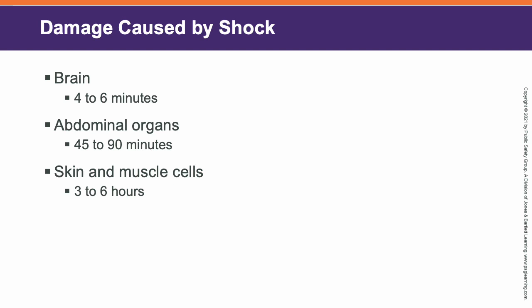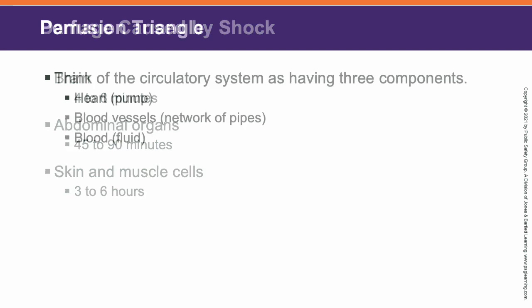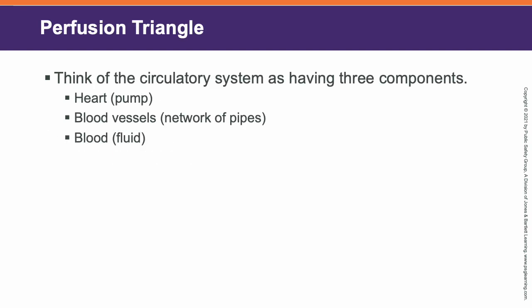And skin, the longest. Skin and muscles only take about 3 to 6 hours before it causes a lot of damage. But even then, the timing of all this is important, so that we get this person help to get blood flow restored as soon as possible. All right. So this is a quiz question. Make sure you understand this.